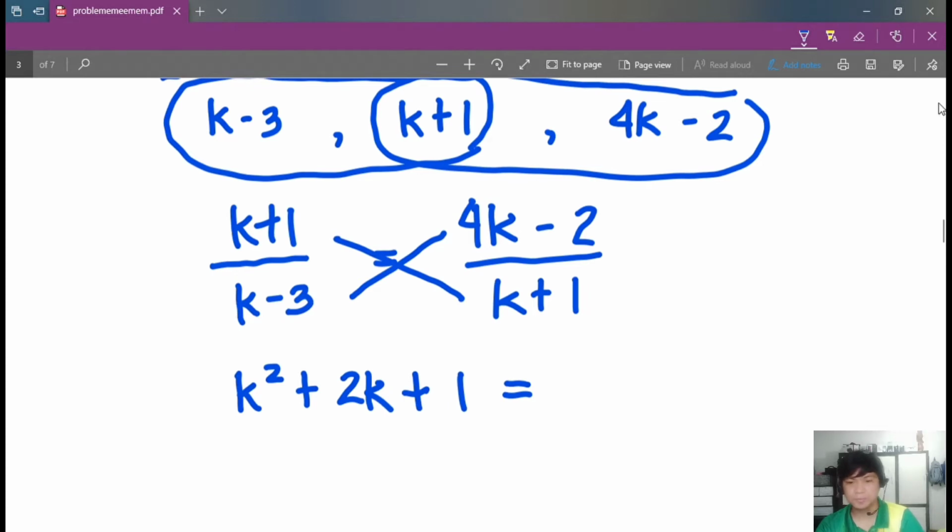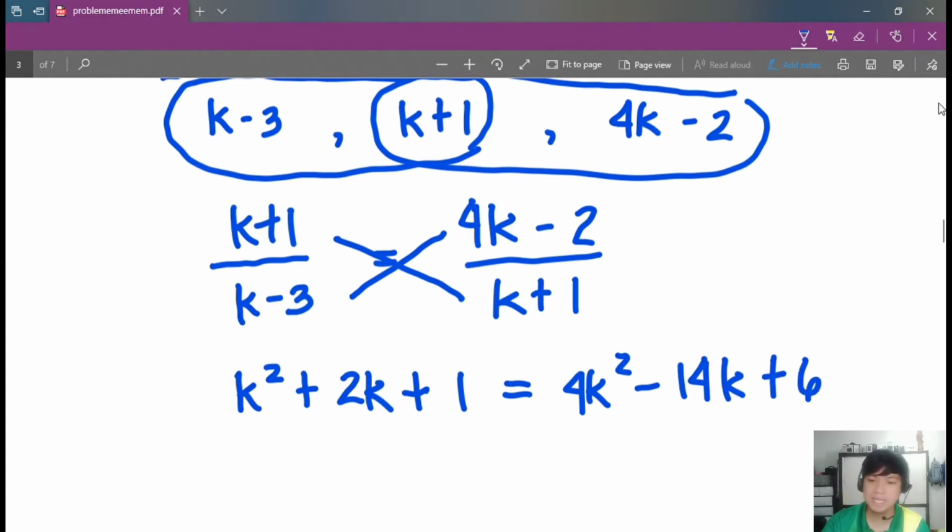Equals, itong dalawa naman, itong k minus 3 times 4k minus 2. So, k times 4k is 4k squared. The next is k times negative 2 is negative 2k. Then negative 3 times 4k is negative 12k. So that is negative 12k minus 2k is minus 14k. Then we have negative 3 times negative 2, that's positive 6, so plus 6. So magiging ganyan na itsura.